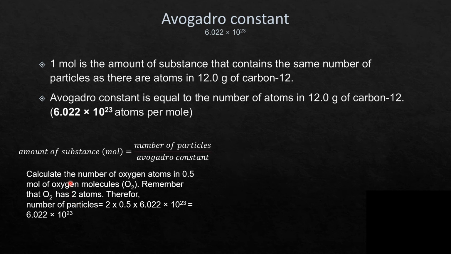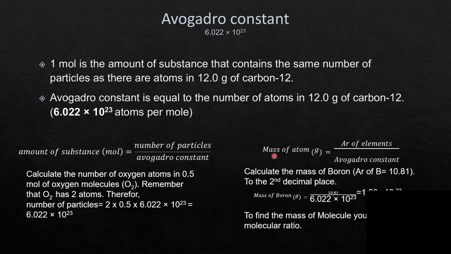So to calculate the number of oxygen atoms in 0.5 moles of oxygen molecule, O2, we have to do 2 oxygen molecules times 0.5 times 6.022 times 10 to the 23 to get 6.022 times 10 to the 23. This is Avogadro's constant. Double check this by yourselves on your calculator.